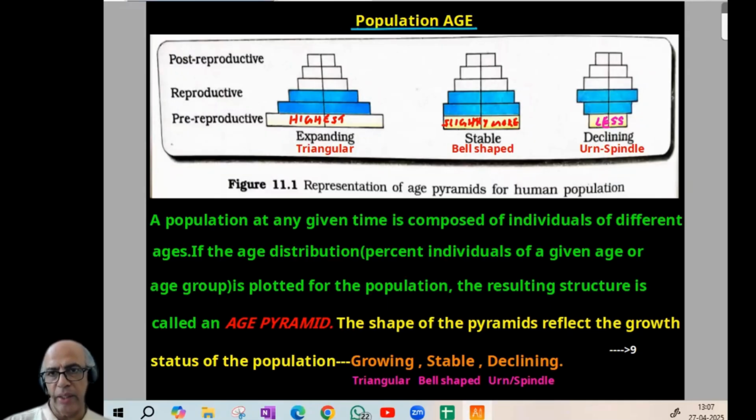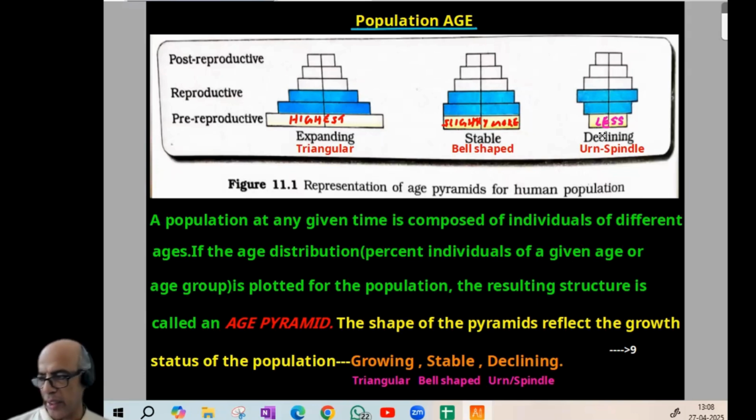You already studied the Eltonian pyramid, or you will be studying it later. Here, the age pyramid is due to the shape. The shape of the pyramids reflects the growth status of the population. Basically there are 3 types. One is growing or expanding. The shape will be triangular. Other is stable or bell shape.